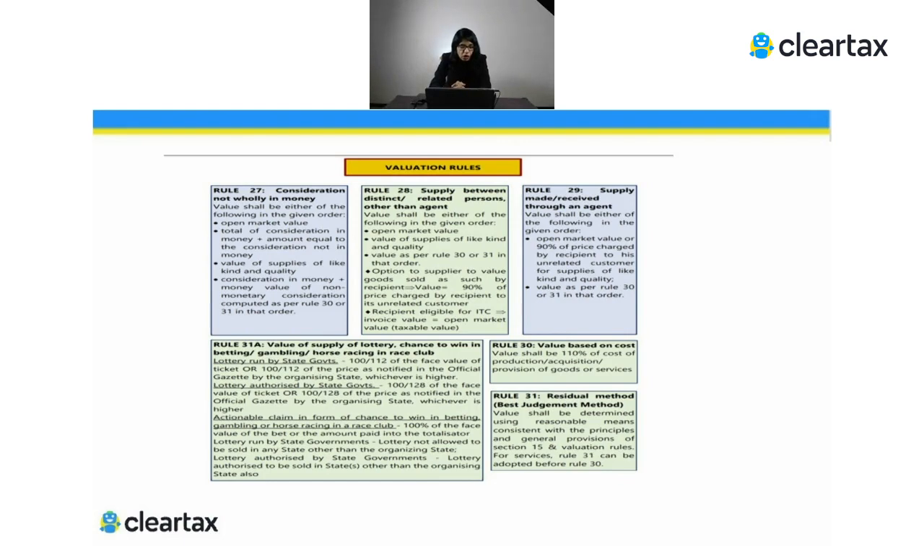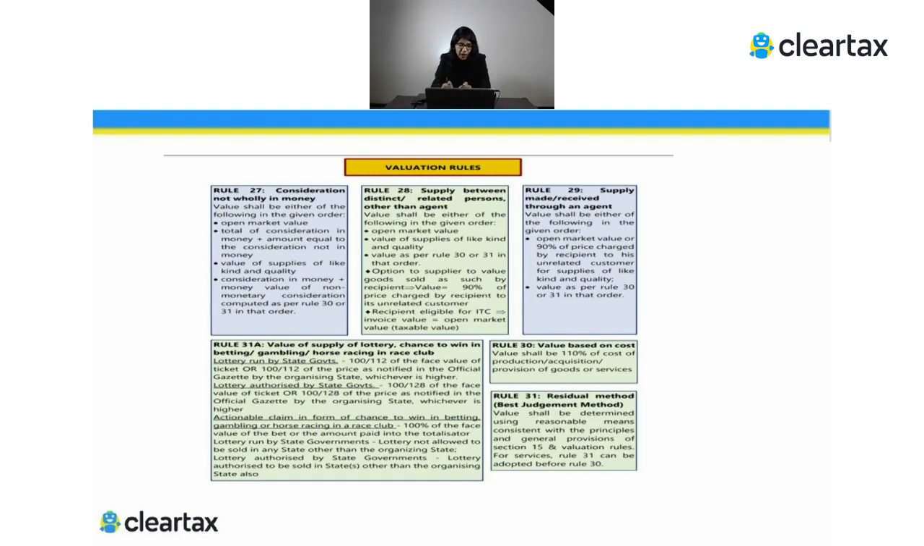So we'll go here with the total of the consideration in money, which is 16,000, plus the amount equal to the consideration not in money, the price of whatever I'm getting, which was the old phone. If I know the price of that, I will do it like this. But let's say I also don't know the price of this old phone. In that case, the value of supply will be of like kind and quality. We'll understand this in detail. What is this like kind and quality?